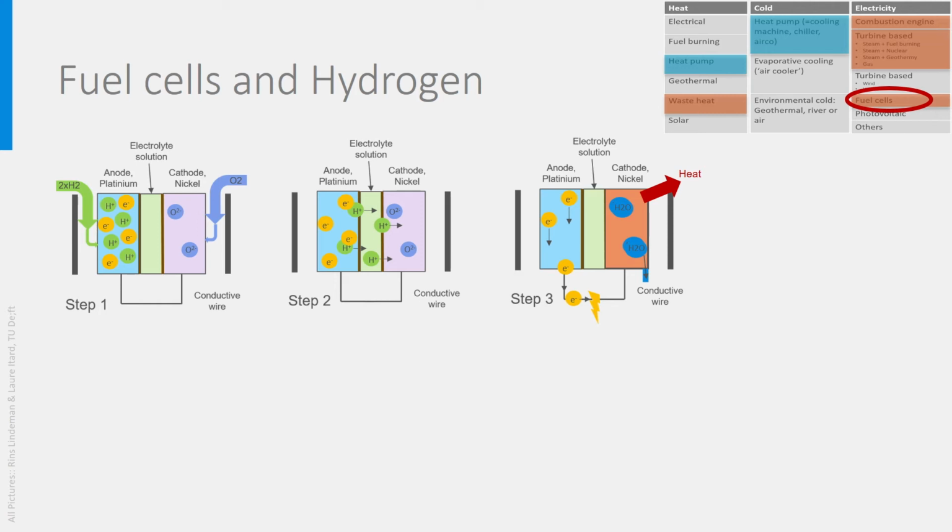A fuel cell is a bit like a battery. It consists of a platinum anode and a nickel cathode. In the middle there is an electrolyte which can transmit only positively charged ions. At the anode side, hydrogen is fed along the platinum, by which the hydrogen is ionized, which means it is separated into hydrogen ions which have a positive charge and electrons which have a negative charge. Electrons always have a negative charge.